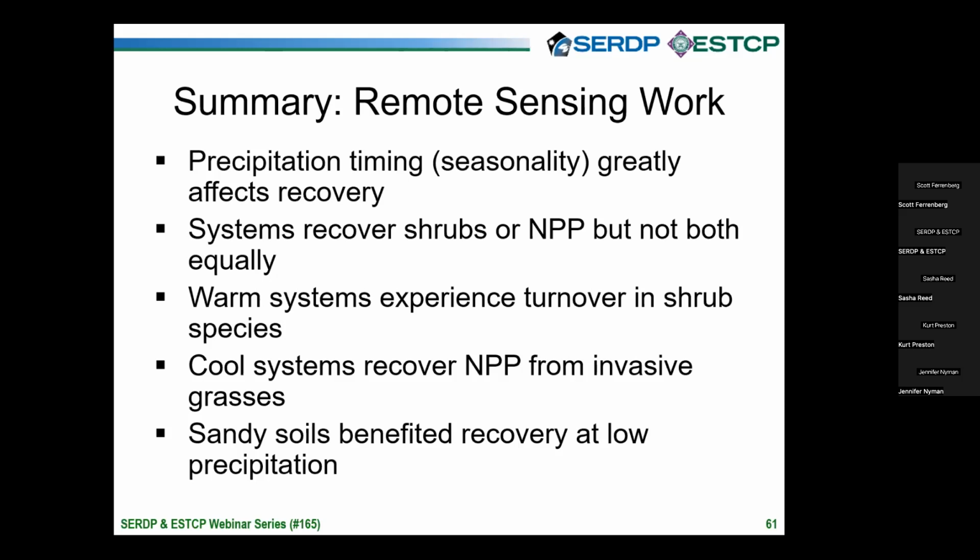The cool systems recover their productivity, but primarily from invasive grasses. And that comes with another problem that's not revealed in this data, which is that those invasive grasses can lead to alternate disturbance regimes. Cheatgrass, Bromus tectorum, is notorious for having created a higher fire frequency in the Great Basin than would have historically been common.